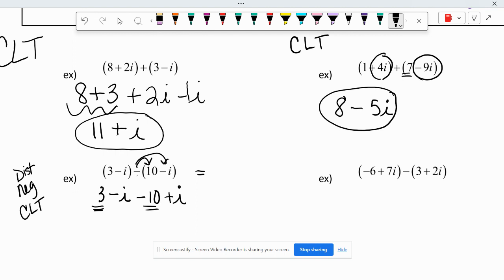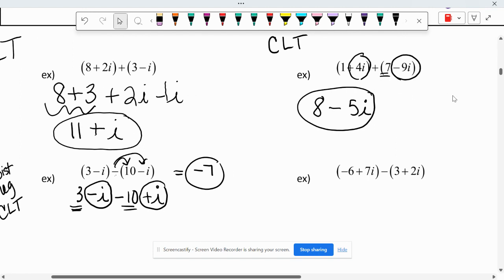Positive 3 and negative 10 equal negative 7. And I have a positive i and a negative i. What are those going to do? It's like positive x and negative x. They cancel out. It's all gone. So your final answer is just negative 7.